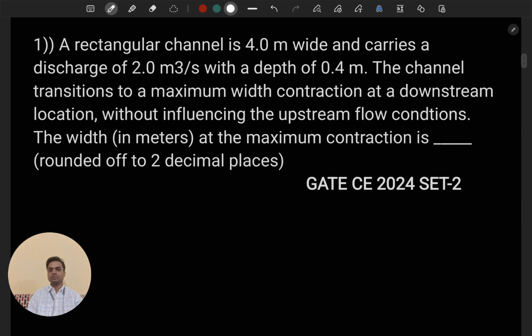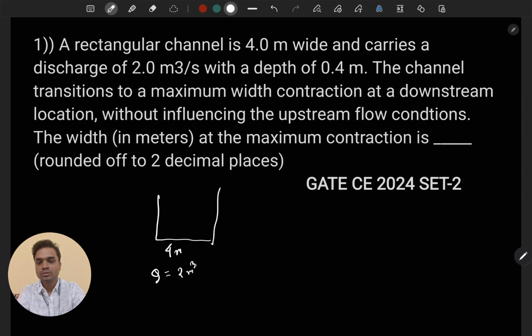A rectangular channel is 4 meter wide and carries a discharge of 2 meter cube per second. Let's consider a rectangular channel of 4 meter wide with a channel transition. The discharge is given, Q equal to 2 meter cube per second, with a upstream depth of 0.4. The channel transition is at maximum downstream.